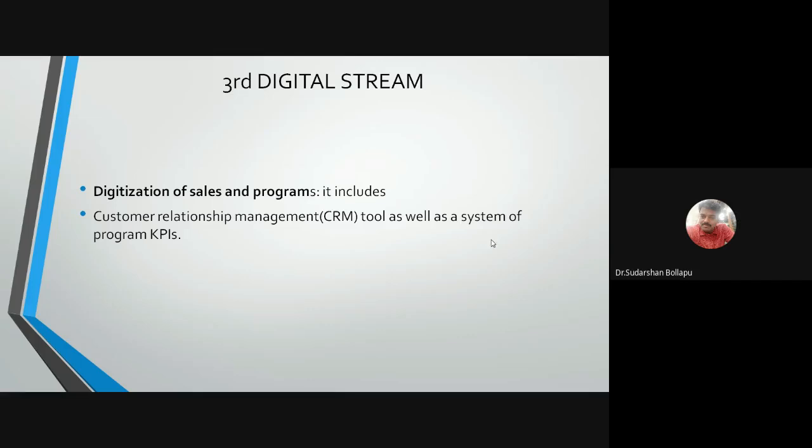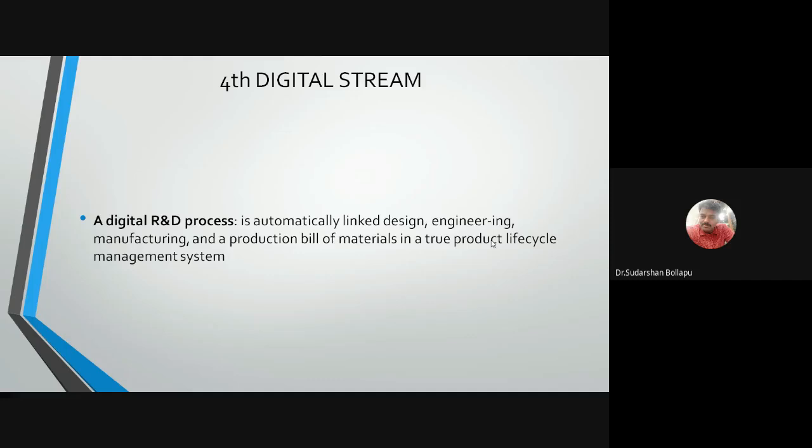And the last one is the fourth digital stream. This digital R&D process is carried out for whatever the future requirements are, automatically linking design, engineering, manufacturing, and production bill of materials in a true product life cycle management. Those who have a clear idea of production know that production means a raw material is converted into an end product, and that end product is fit to be used, as defined by quality.